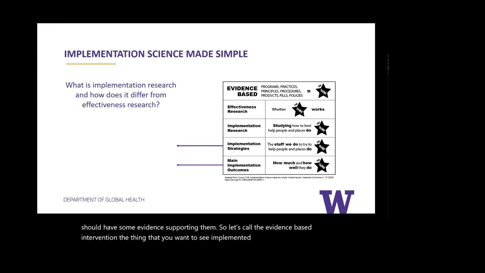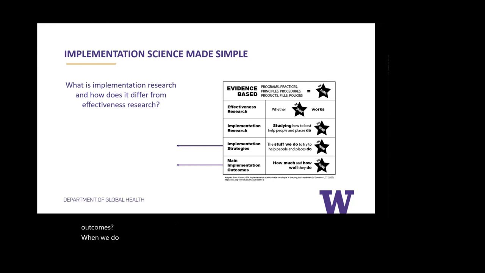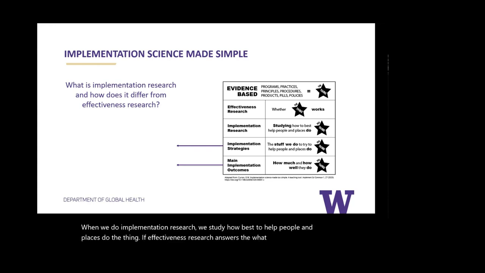When we do effectiveness research, we evaluate whether the thing works. And the primary research question is, how does the thing improve health outcomes? When we do implementation research, we study how best to help people and places do the thing. If effectiveness research answers the what question, what things should we do to improve health outcomes, then implementation research answers the how question. How do we get the thing done? How do we get it integrated into routine practice?